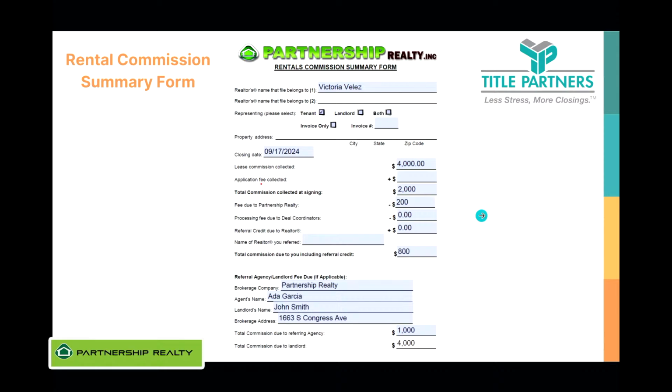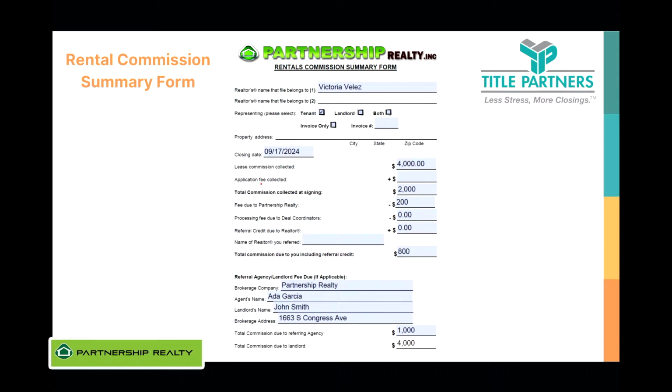So if I'm splitting my commission with another agent, which is a month's rent, and it's half and half, then you have $1,000 being allocated towards your commission and $1,000 being allocated towards the other agent's commission. So what I did was I put $2,000, which is the commission, then minus $200 for my fee. The total amount of commission being paid out to Victoria Velez is $800.